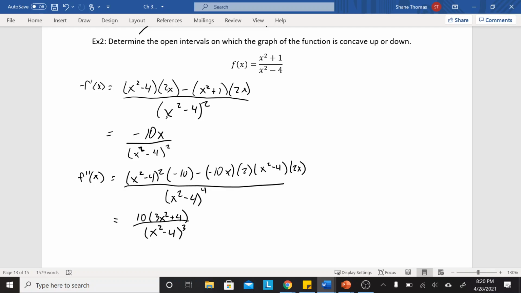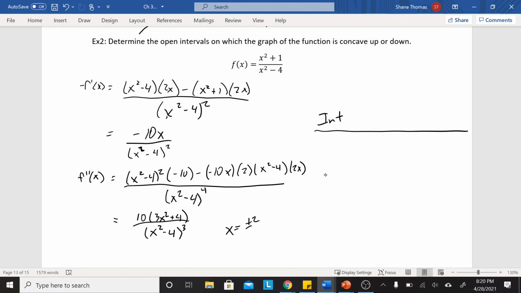All right, so in this case, we can see that f double prime, there are no points that are going to make this 0 because it doesn't matter what I put in for x up top. So the top doesn't really help us, but if I look at the bottom, when x equals plus or minus 2, that's going to make this not continuous. All right, so that's going to be our two values that we use here.